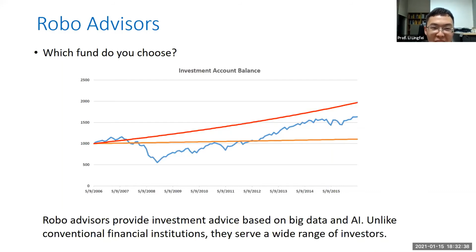So what I'm saying is basically robo-advisors can be less biased. They are based on big data and algorithms, so they can be more objective. Potentially they could serve you better. And also they charge much lower fees compared to human advisors. The fee is much lower, and sometimes you can even get free advice.